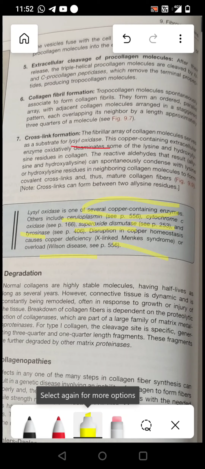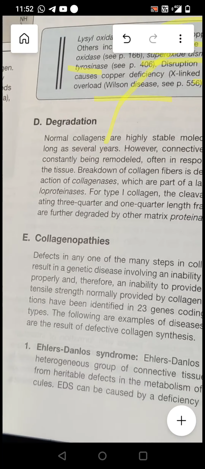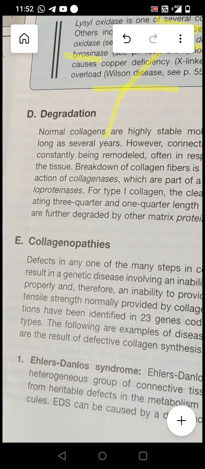Now we come to the next part, two important conditions. One is known as Ehlers-Danlos syndrome. These are known as collagenopathies. More than 1000 mutations have been identified in 23 genes coding for 13 of the collagen types.